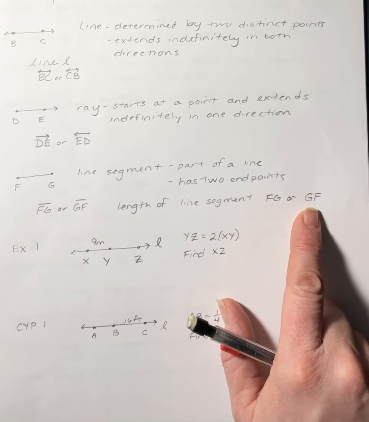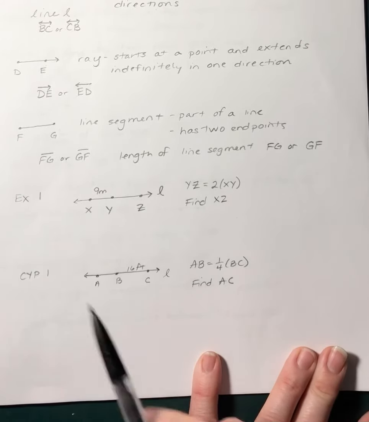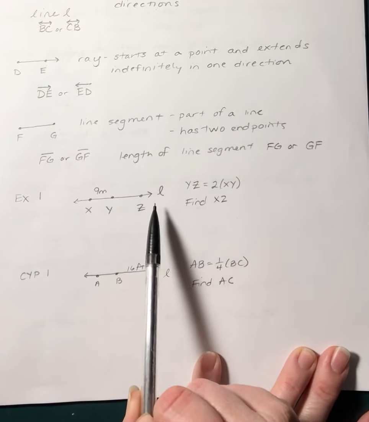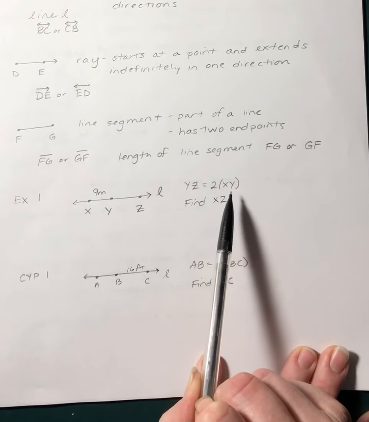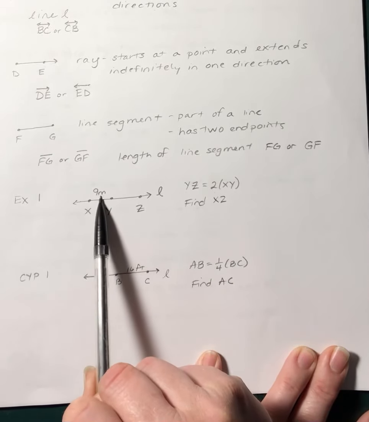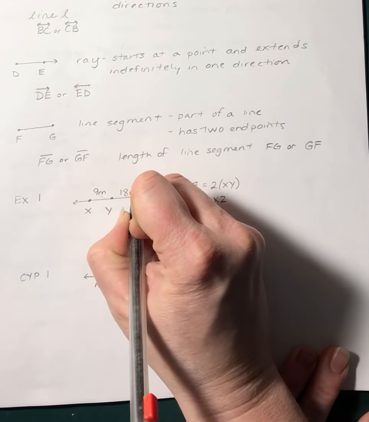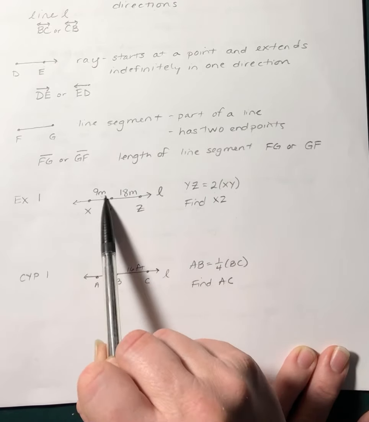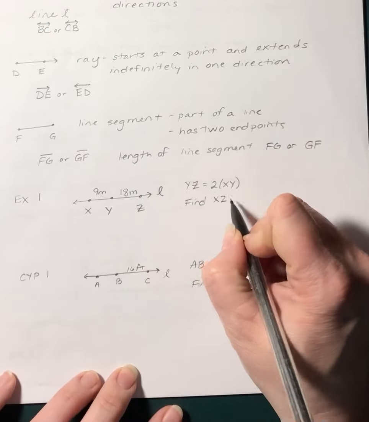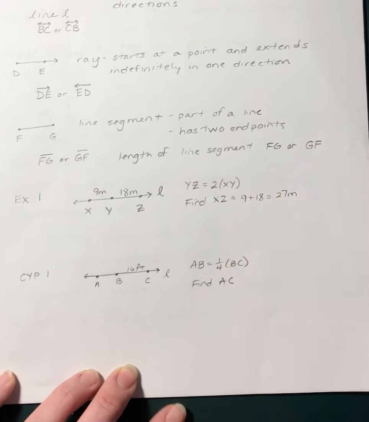So example 1 is on page 365. For this one, they give you a picture. It says X, Y, and Z are all on line L. XY is equal to 9 meters, and YZ is twice as long as XY. So if XY is 9, that means that YZ is twice as long. This has to be 18 meters. And then it's asking us to find the length of XZ. So we just add those two together. XZ is equal to 9 plus 18, or 27 meters.